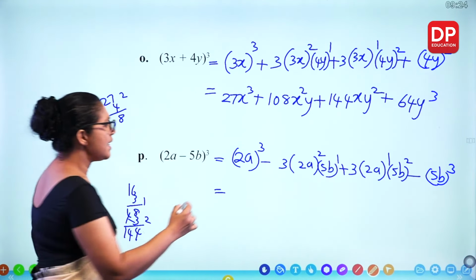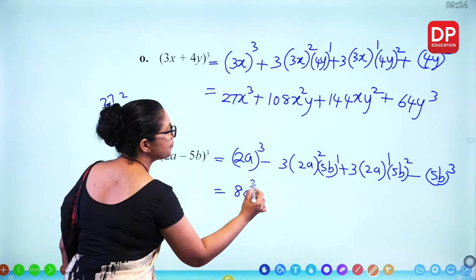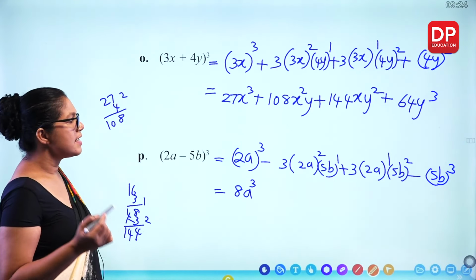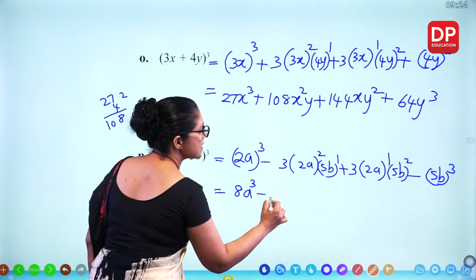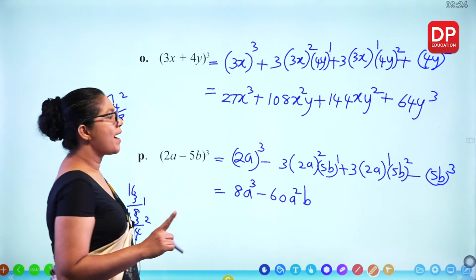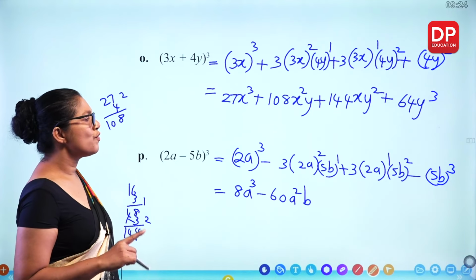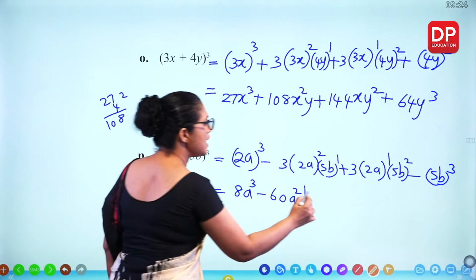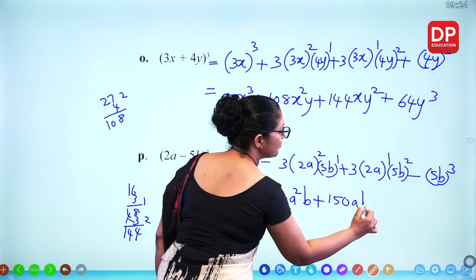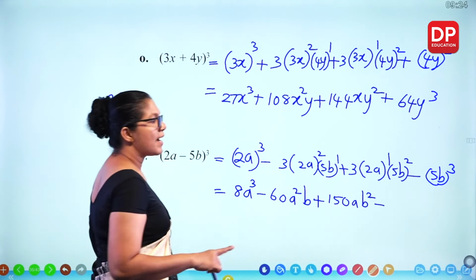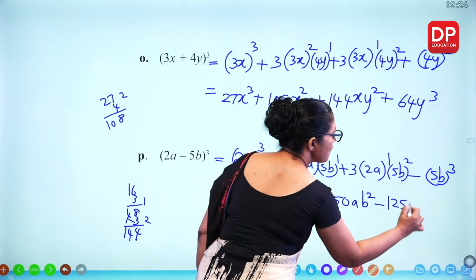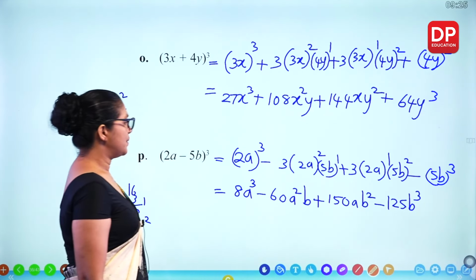2 to the power 3, you get 8. This one, 2 to the power 2, 4. 4 times 5, 20. 20 times 3, 60. This one, 5 squared, 25. 25 times 2, 50. 50 times 3, 150. This one, 5 times 5 times 5, you get 125 b cube.